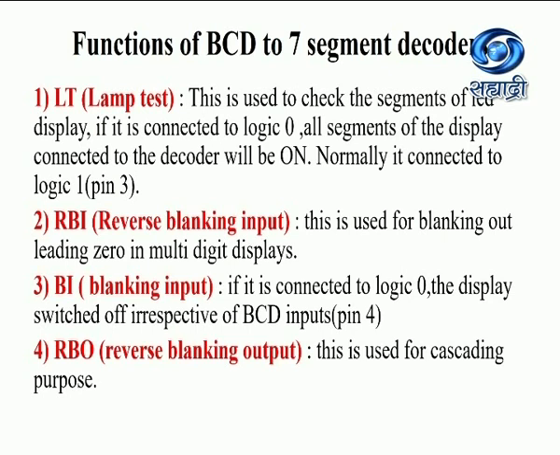After that, BI, that is blanking input. If it is connected to logic 0, the display is switched off irrespective of the BCD inputs, and the pin is pin number 4. The next function is RBO, that is ripple blanking output. Again, this function is used for cascading purposes. So again, it is connected to logic 0.